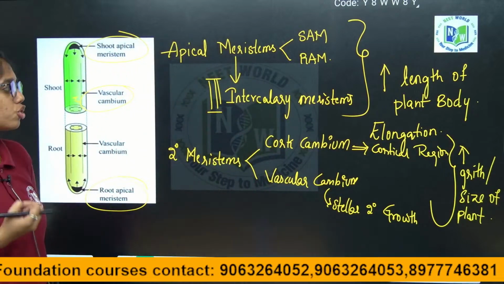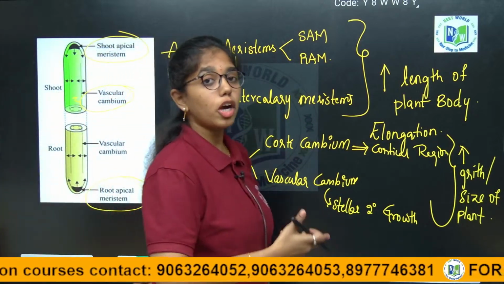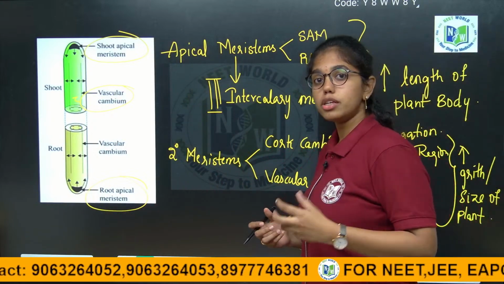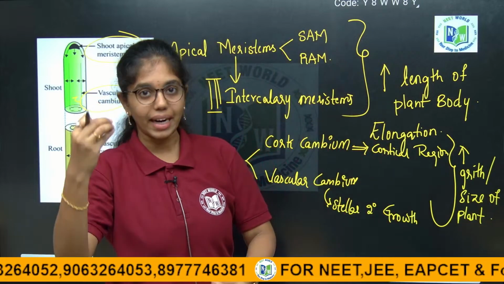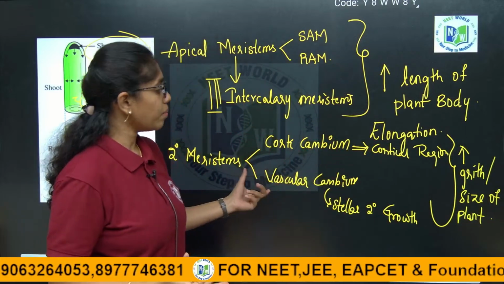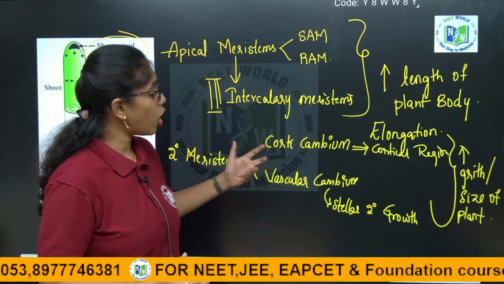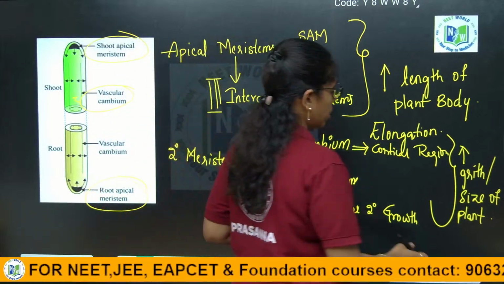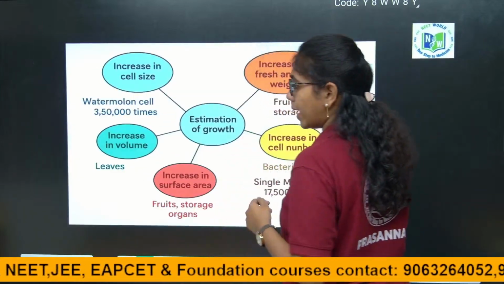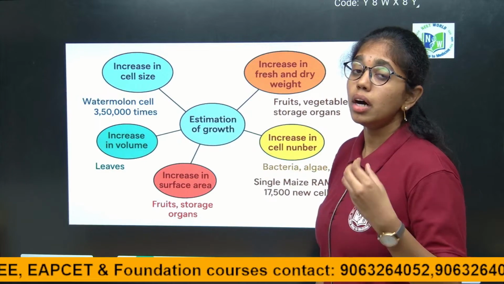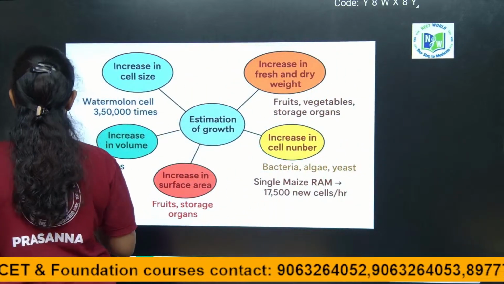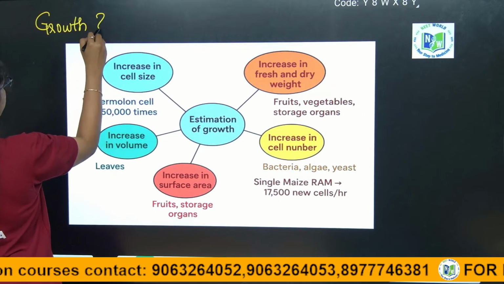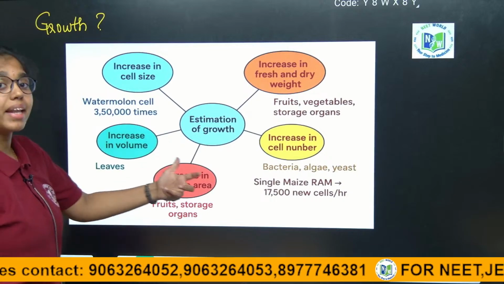Why is the plant showing indeterminate growth? That is because of primary meristems and secondary meristems. The primary meristems' main activity is to increase the length of the plant or to conduct elongation. Secondary meristems, be it cork cambium or vascular cambium, have the main activity of increasing the girth or size of the plant. Then, is growth in plants measurable? Yes, it is measurable in many parameters.